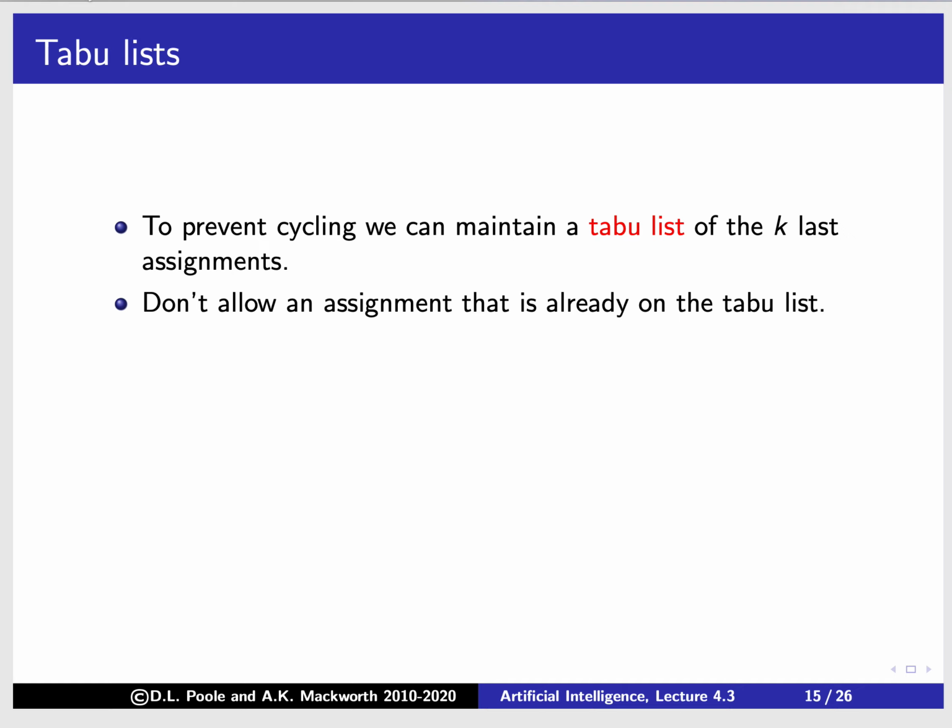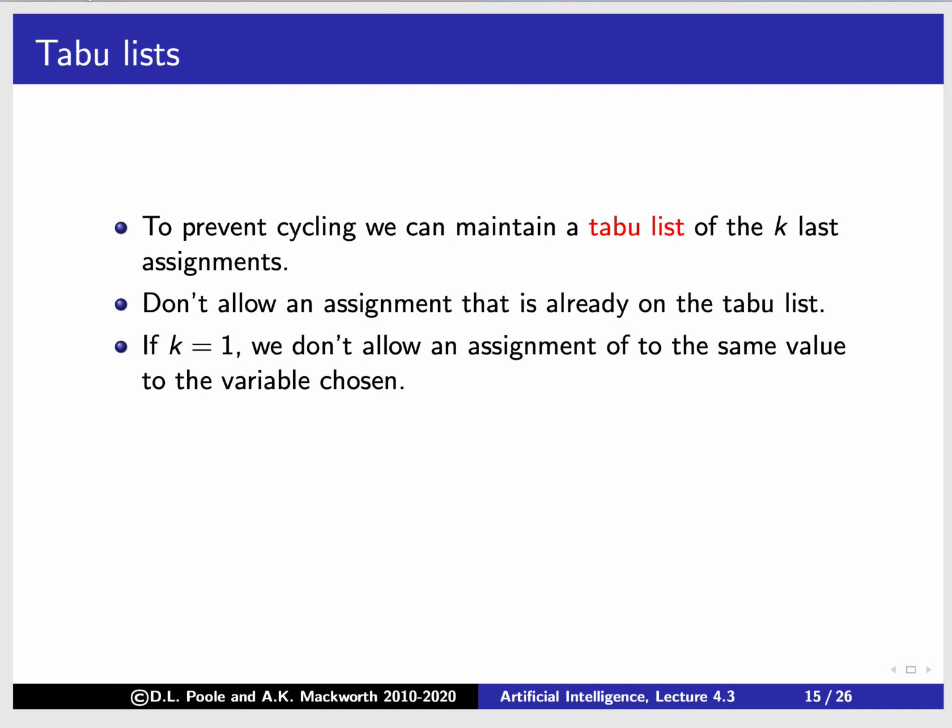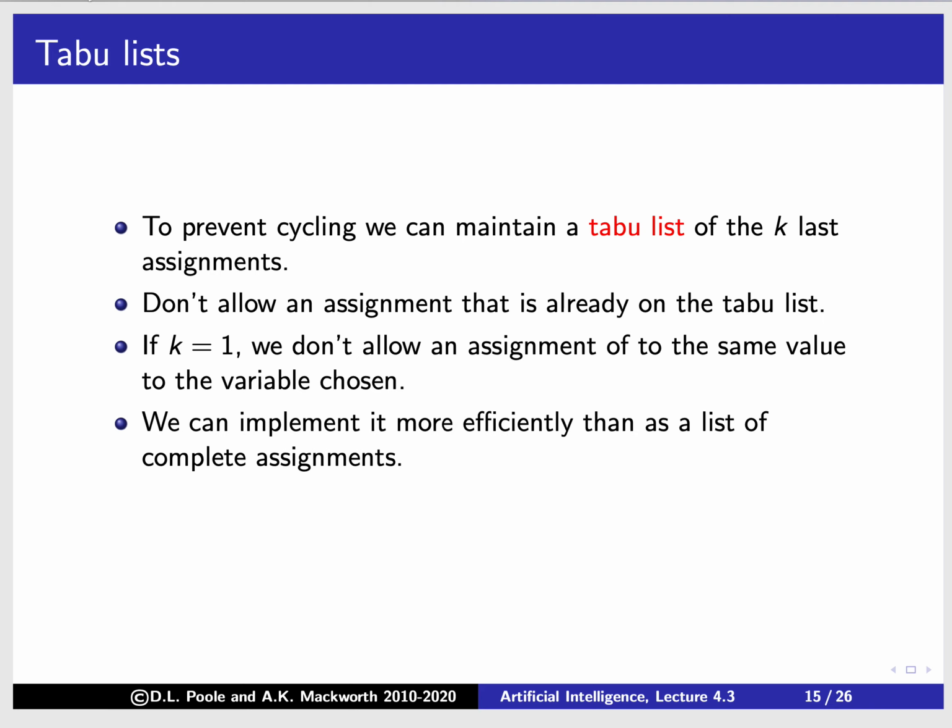Another thing you can do is prevent cycling. You can make a taboo list of the last k assignments. And then we just don't allow an assignment that's already in the taboo list. So we're going to not allow them. And if k is 1, we don't allow an assignment to the same value as the variable chosen. We just don't let it have the same value. We can use higher k as well.